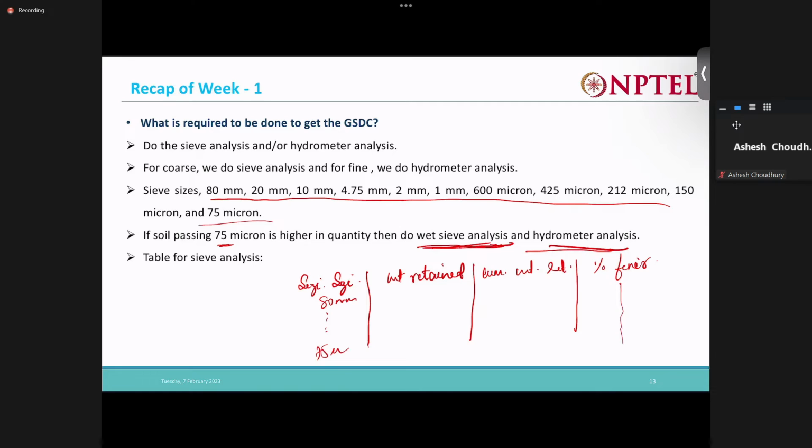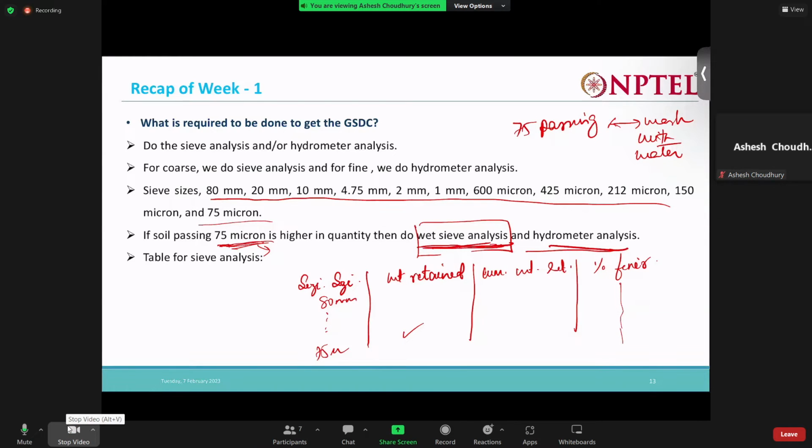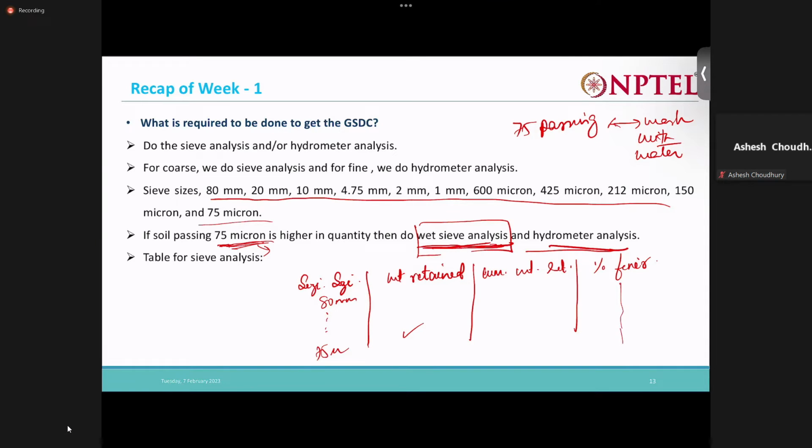While taking the weights, if we see that the portion of soil passing 75 micron is quite high, there is a large amount of soil passing through 75 micron, then we need to do the wet sieve analysis. In wet sieve analysis, we take the soil that passed through the 75 micron, the 75 passing soil, and wash it with water. We put the soil above the 75 micron sieve and put water in it.